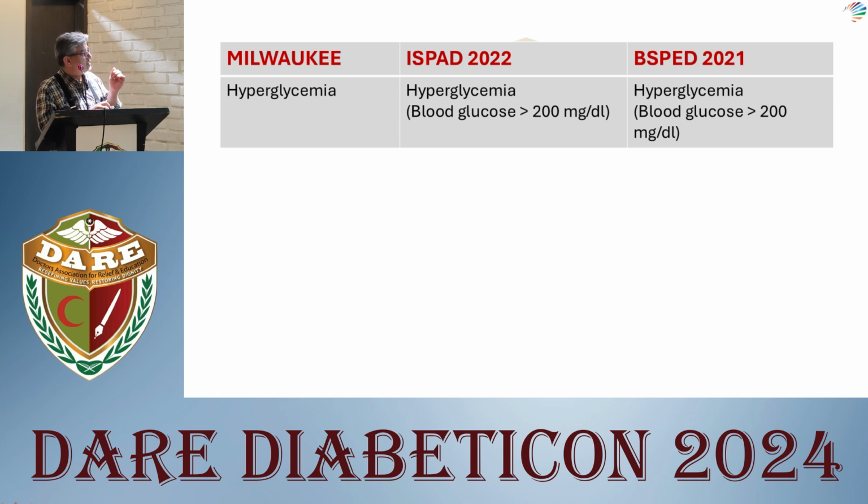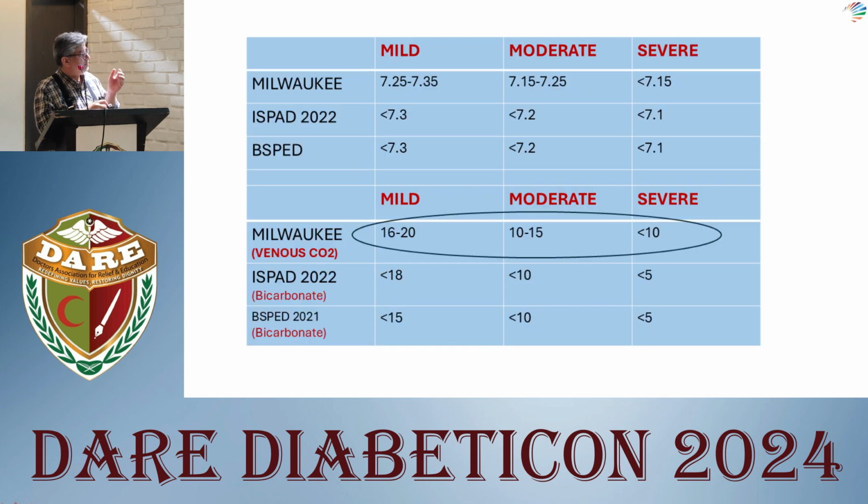For acidosis, there is some difference. Milwaukee says that when the pH is less than 7.35, and for SPAD and BSPAD the pH is the same, 7.3 for both. For SPAD, the bicarbonate cutoff is 18, and for BSPAD, the bicarbonate cutoff is 15. For ketonemia, the beta hydroxybutyric acid cutoff is the same for SPAD as well as BSPAD. So this is a very important cutoff. You can follow one of them.